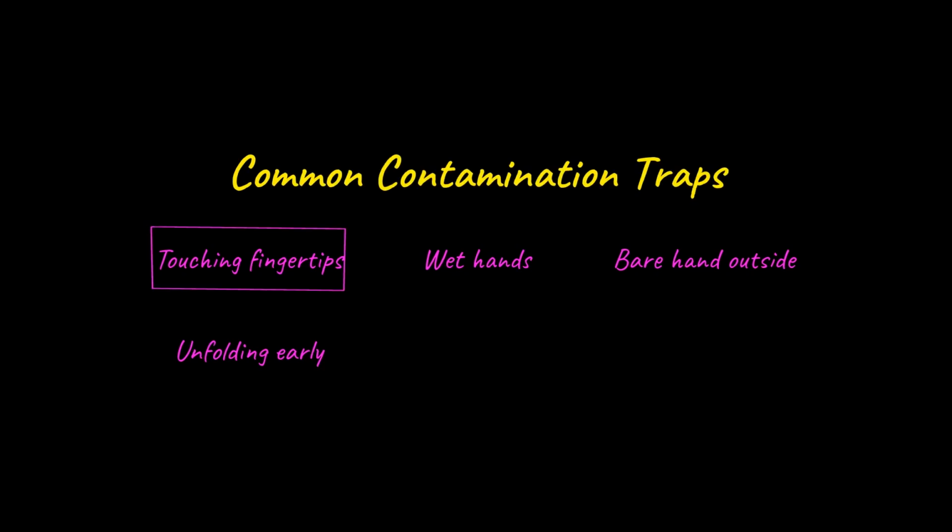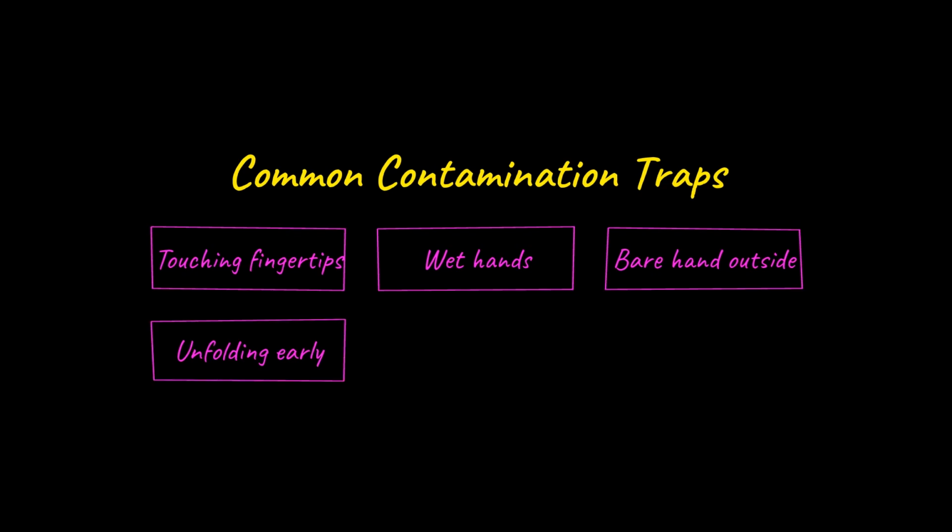Exam questions test whether you know what breaks sterility. Reaching for the glove fingertips with a bare hand contaminates the exterior instantly. Sliding gloves onto wet hands wicks contaminants through the material. Always keep the bare hand inside the cuff and the gloved hand outside.